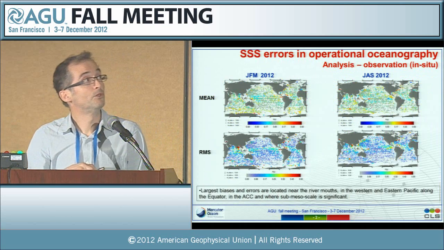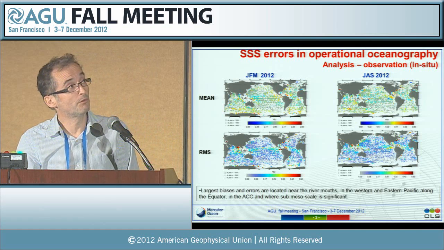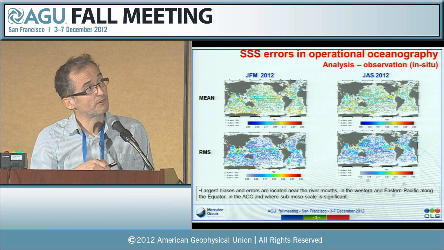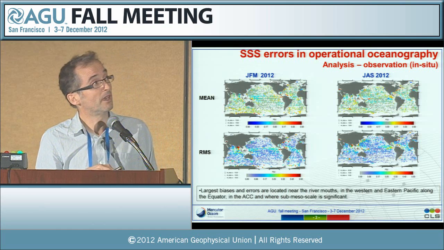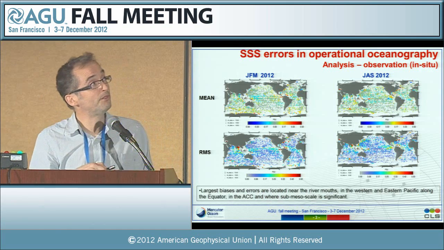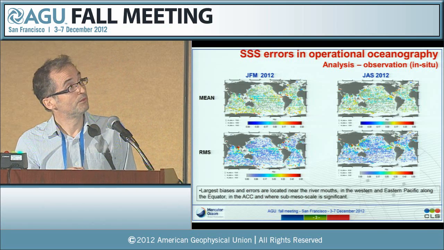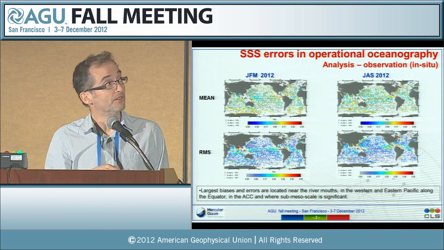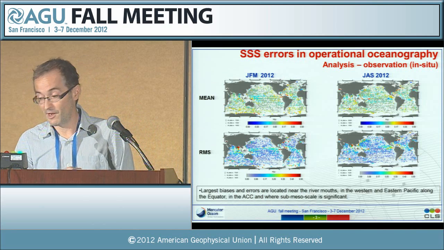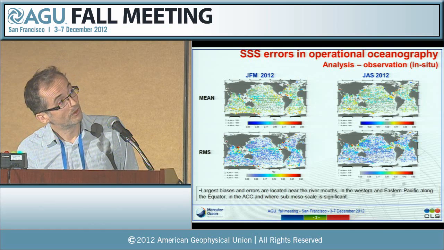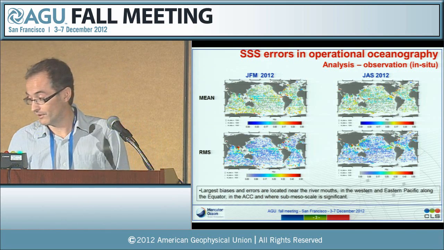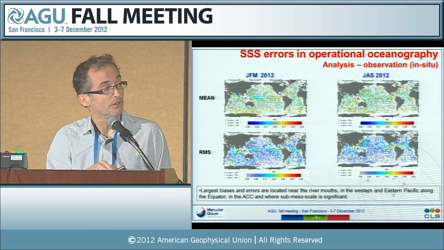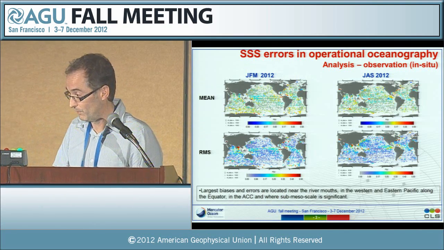Next, I want to show you the kind of error we have in operational ocean forecasting systems. It's the difference between the analysis and the observation at the in situ location, the Argo, for two seasons in 2012. You have the mean, which represents the bias we have for two seasons. Largest bias and error are located near the river mouths, in the western and eastern Pacific, along the equator, in the SEC, and where the scale is significant in the western boundary currents, Gulf Stream, Kuroshio, and so on.